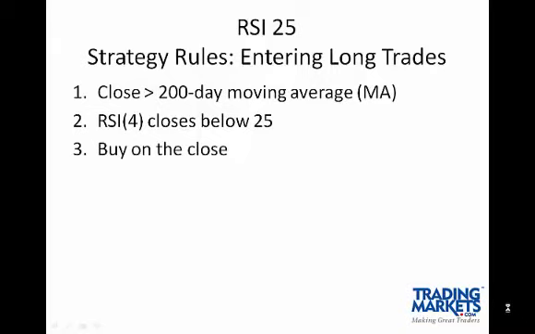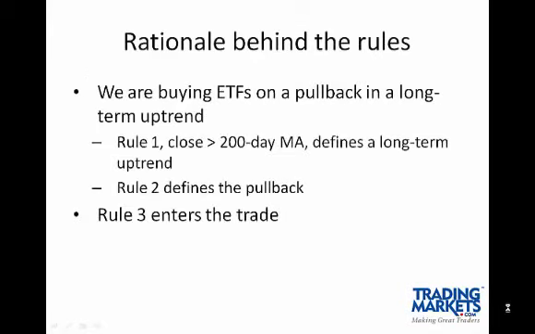And when these two rules are met, when the close is greater than the 200-day moving average and the 4-period RSI is below 25, we'll buy the ETF on the close. The purpose of these rules is to identify a long-term uptrend and a short-term pullback.